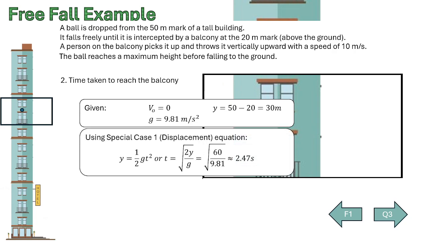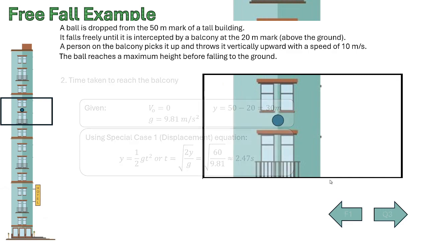Using special case one, this is the displacement formula: y is equal to 1 half gt squared, or derived, t is equal to square root of 2y over g, which is equal to square root of 60 over 9.81, approximately 2.47 seconds. So it took approximately 2.47 seconds for the ball to reach the balcony. Let's move to our question 3.